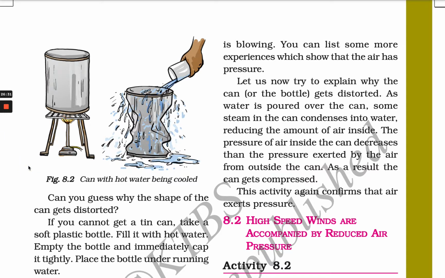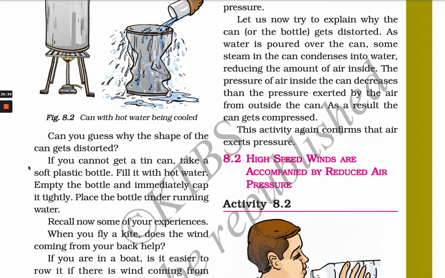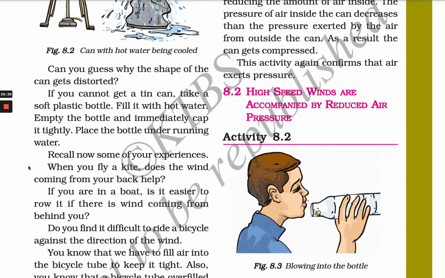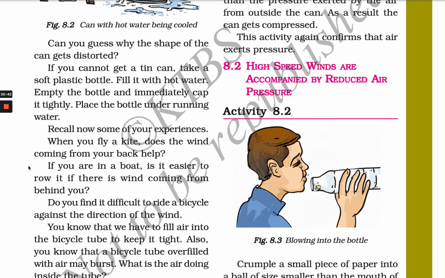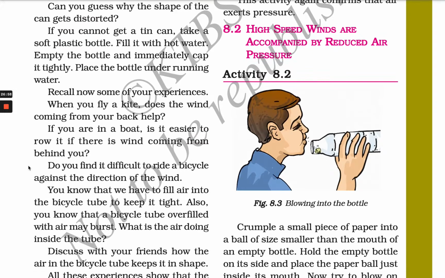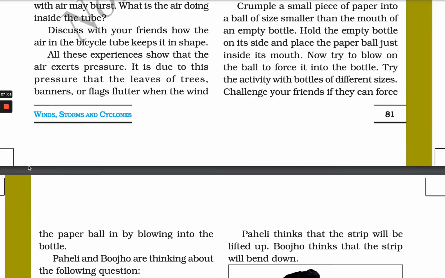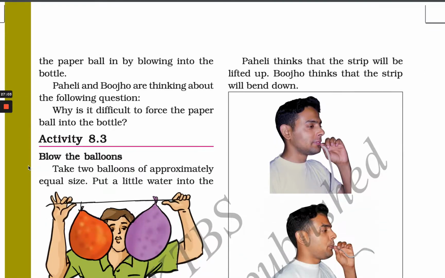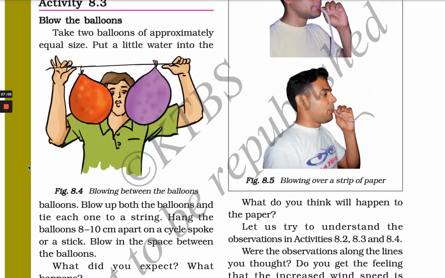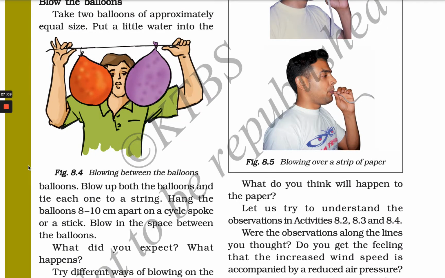Third question, high-speed winds are accompanied by reduced air pressure. So when the speed of the wind is high, the pressure of air is low. So if this is true, try to give at least 2 experiments or 2 examples or 2 activities that you know of. Okay? And that is your second question, right?